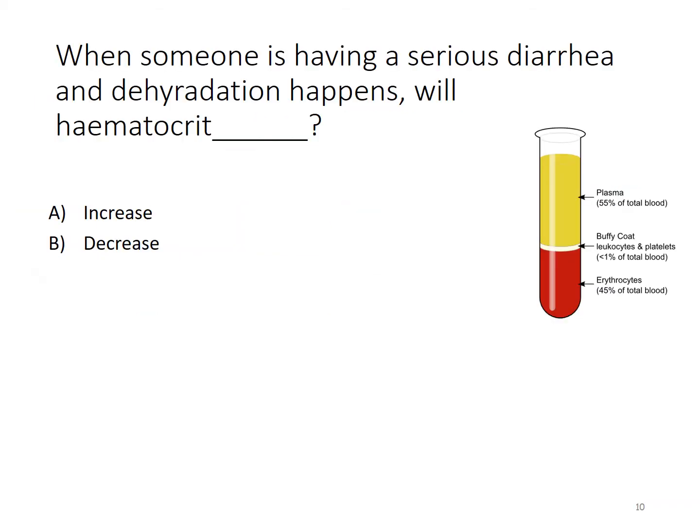And now try this question. What will be the answer? You may pause the video for a while. Well, the answer is increase. As you lose body fluid, plasma level is going to drop. And as a result, the overall percentage of red blood cells is going to increase. So the answer is A, increase.